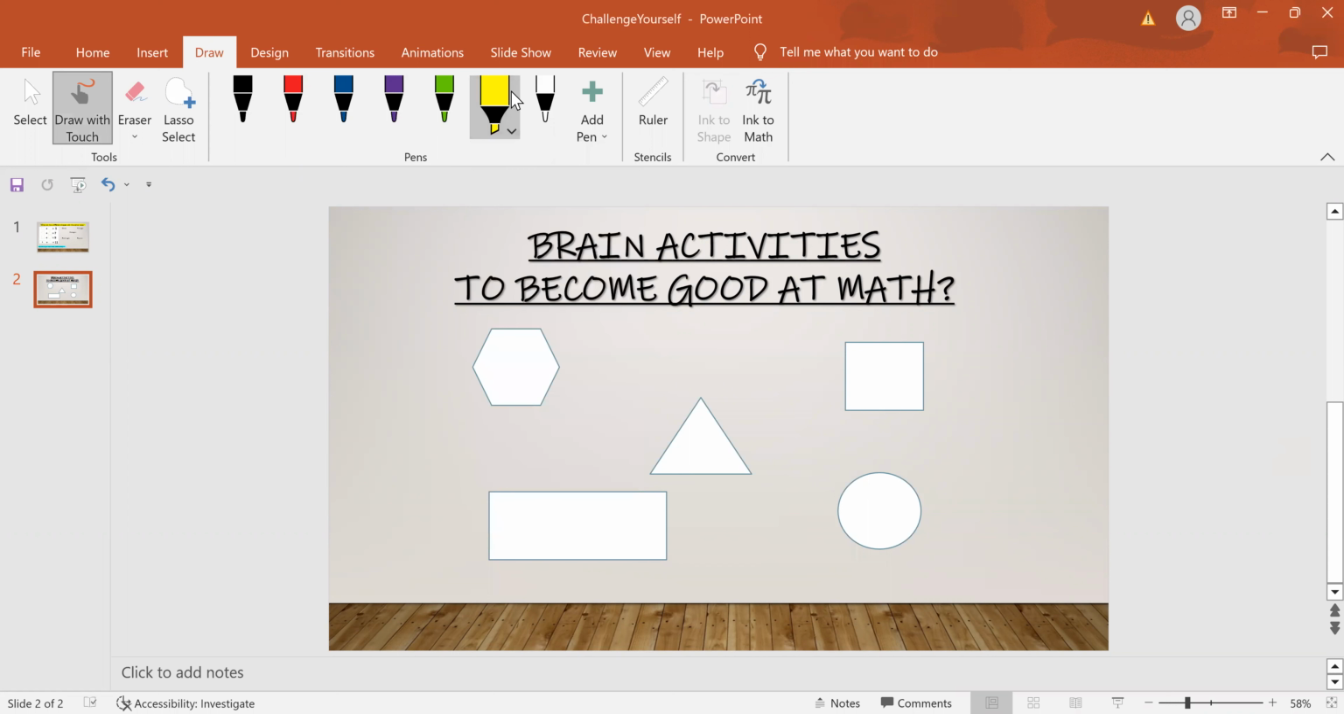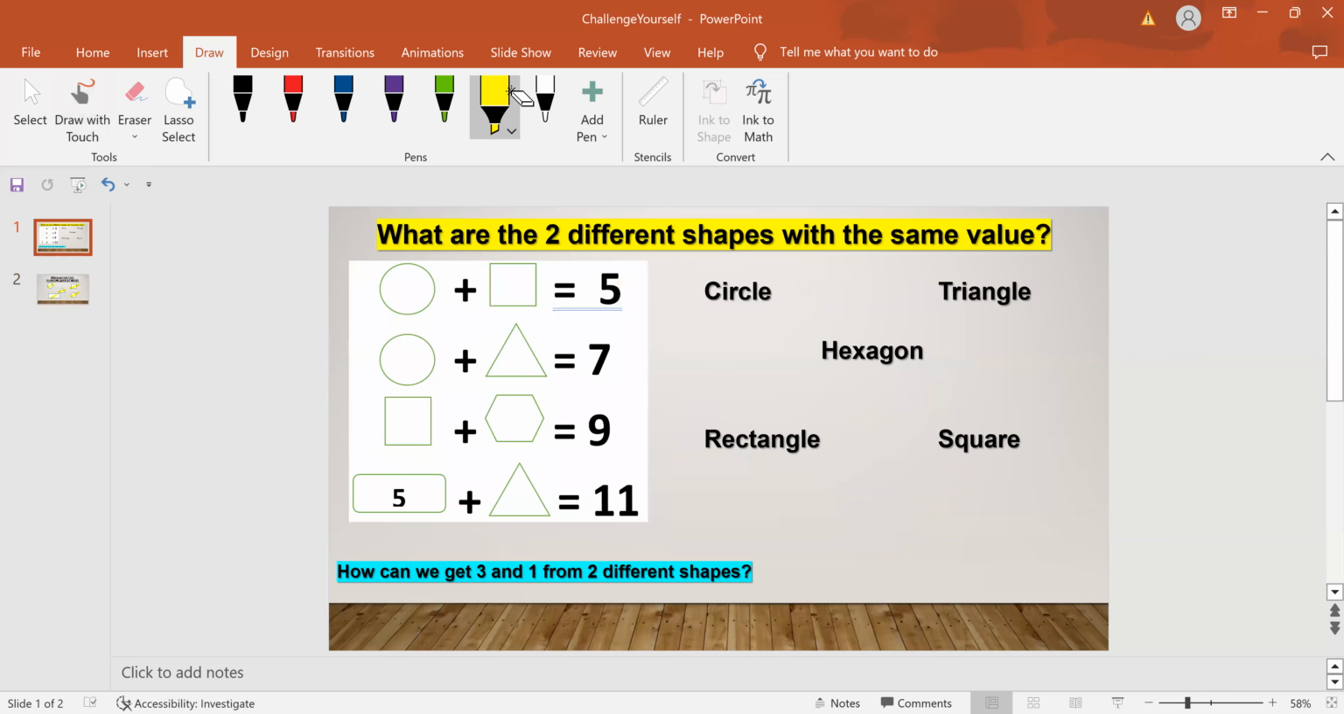Hexagon. We have a triangle. We have a rectangle. We have a square, and you have a circle. So we're gonna see that there are some combinations between the shapes. And here the question that we want to find is which two shapes have the same value. And after that, that's what we have here in the bottom.